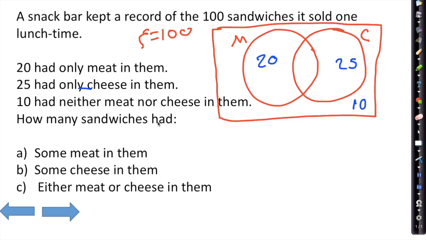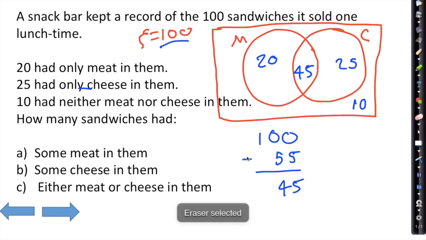How many had some meat in them? Well, if there are 100 in existence, you've used up 20 here, 25 and 10 here. If I add these all together, that's 55. 100 subtract 55 is 45. So there are 45 that have both meat and cheese.